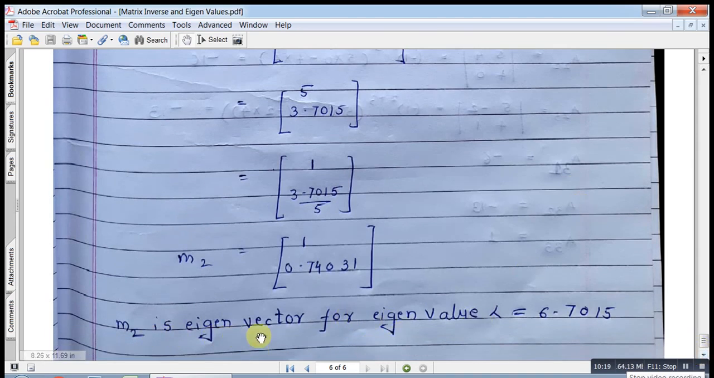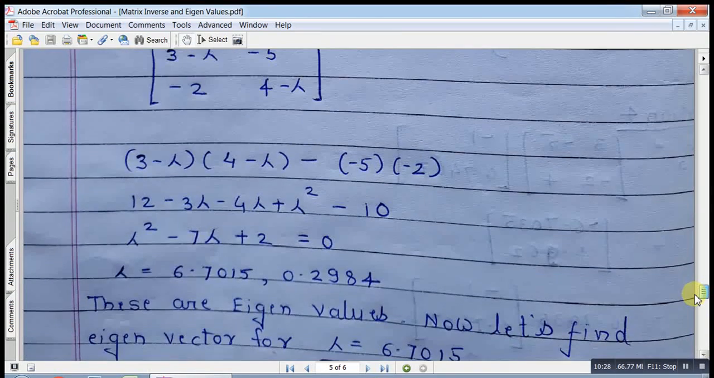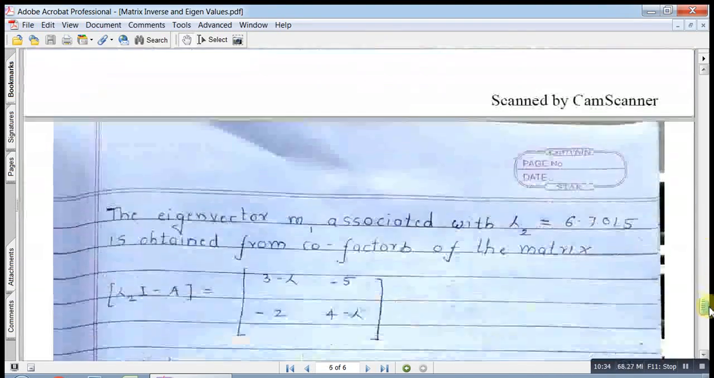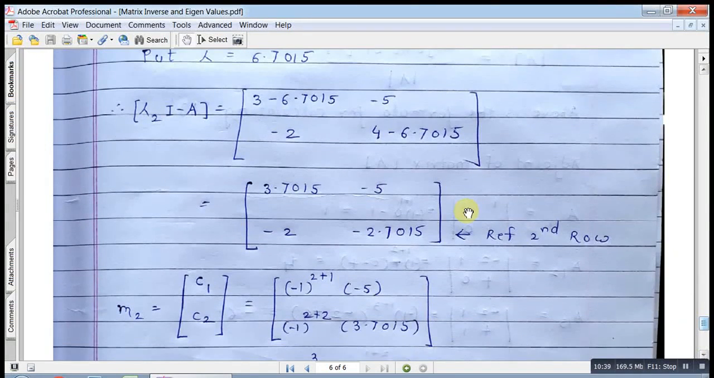Similarly, if you want to calculate by the first row, what will we do? Minus 1 raised to 1 plus 1, because first row, first column, we will not consider these two values, into minus 5. Similarly, for first row, second column, minus 1 raised to 1 plus 2. In the bracket, we will not consider these values. We will consider minus 2 over here. If you calculate it, you will get the same answer.